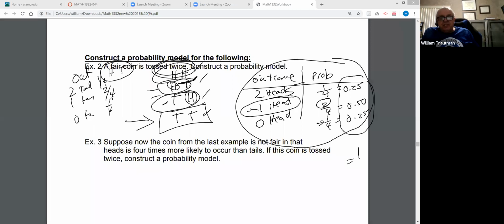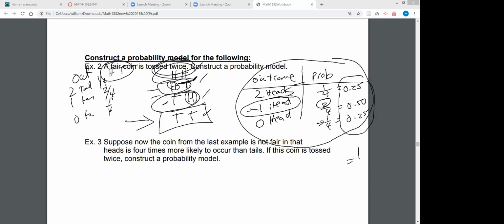And I just use heads. It didn't tell me which one to use, heads or tails. Normally it'll tell you, but either way, the answers are going to be the same. Got it.